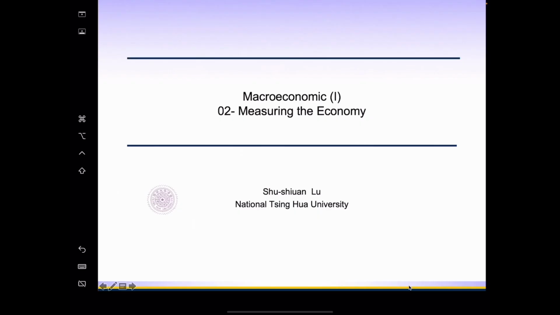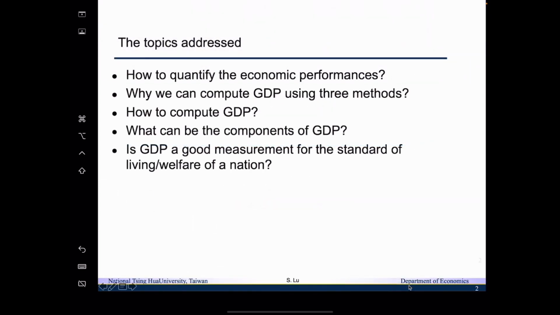In today's lecture, we are going to talk about measuring the economy. We are going to cover the following topics. We want to ask how to quantify the economic performances of a nation, why we can compute GDP using different methods. Here, we are going to talk about 3 methods. Then we will talk about the detail about how to compute GDP. Then we want to ask what can be the components of GDP.